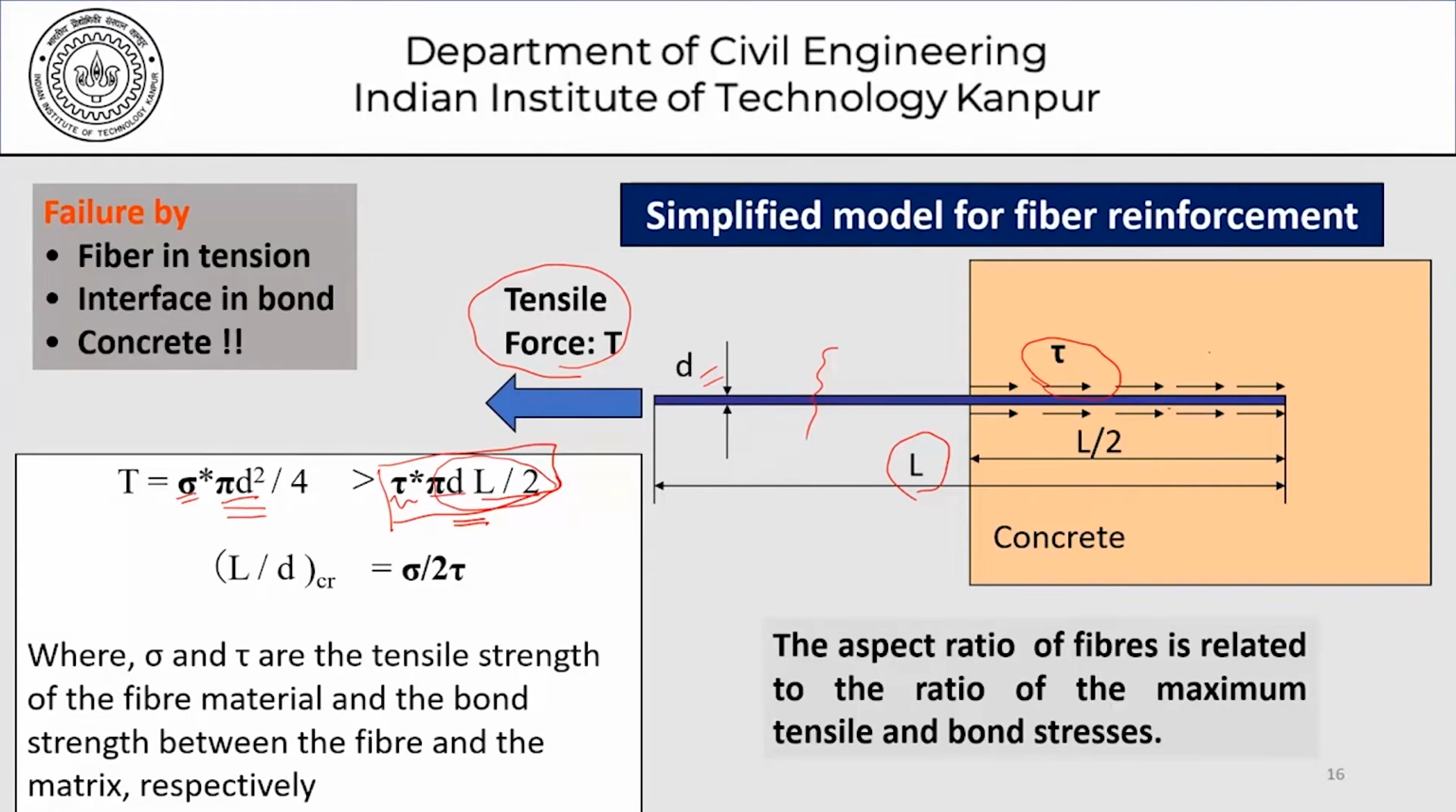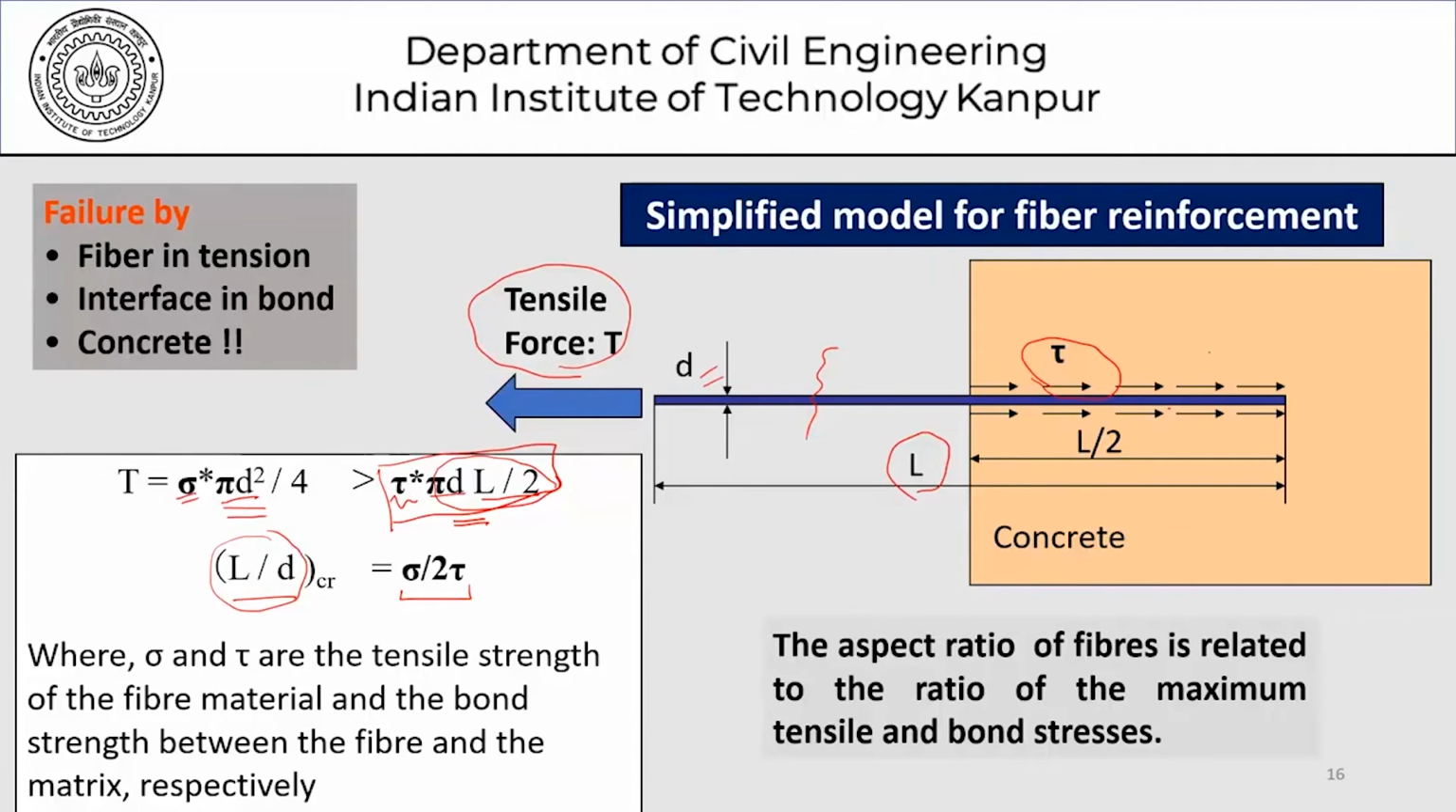That's the kind of simple back of the envelope rule which says that L by D, that is the length to diameter ratio of the fiber, which is what is called the aspect ratio, is related to tensile strength and the bond strength mobilized between the fiber and the matrix. So the aspect ratio of fibers is related to the ratio of the maximum tensile and bond stresses.